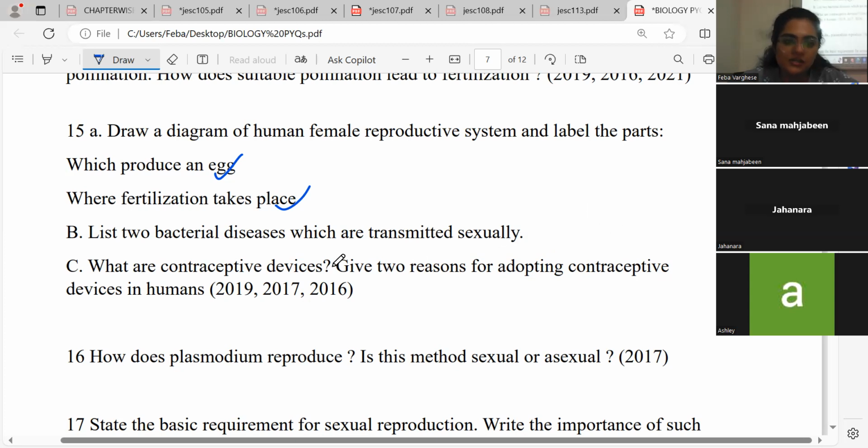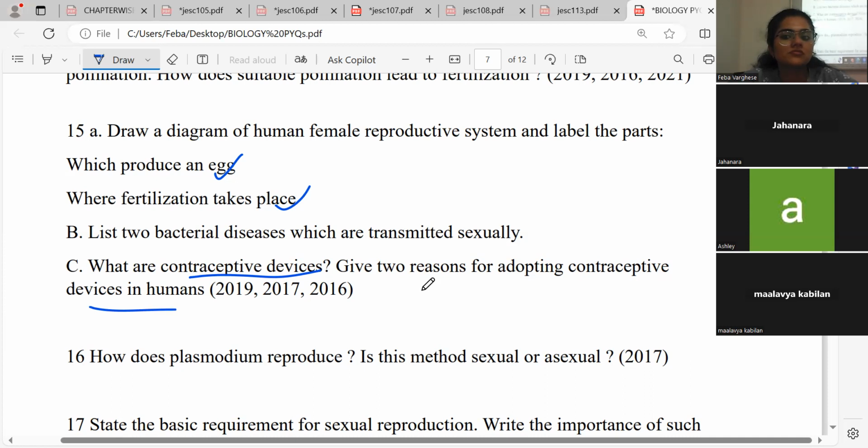Gonorrhea and syphilis. What are contraceptive devices? Give 2 reasons for adopting contraceptive devices in humans. Copper T is a device. Then some other contraceptive devices or surgical methods. Everything you can write about the condoms and everything. Okay, there are 2 reasons for adopting: in order to prevent sexually transmitted diseases and also in order to regulate the population growth. Okay. Yes.